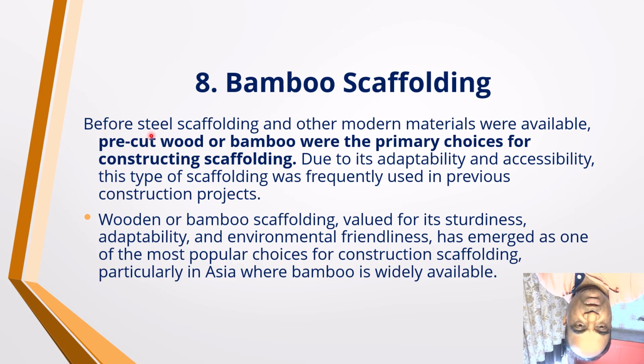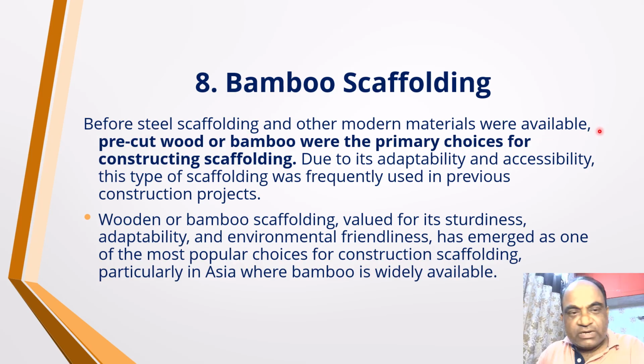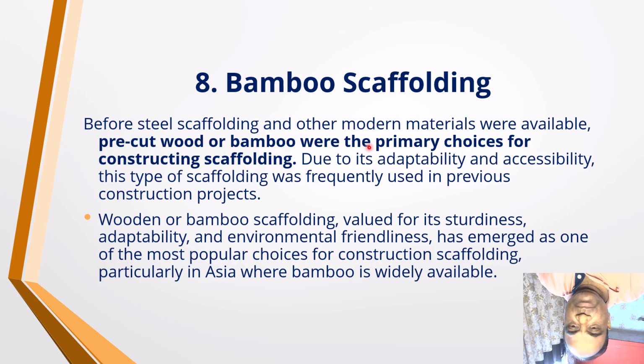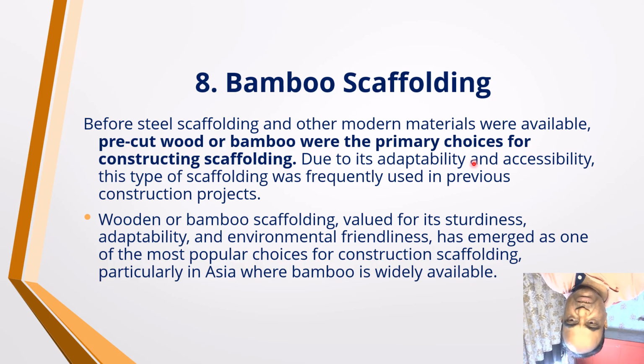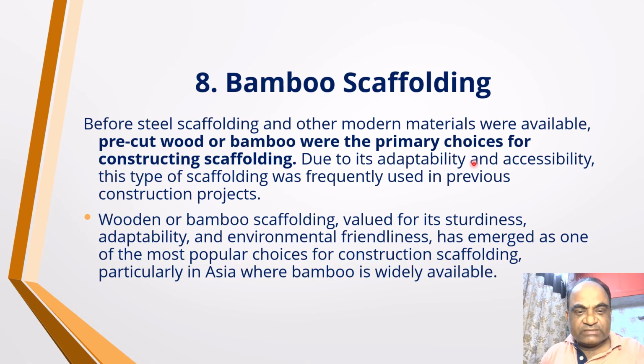Before steel scaffolding and the other modern materials were available, pre-cut wood or the bamboo were being used, were the primary choices for constructing a scaffolding. Due to its adaptability and accessibility, this type of scaffolding was frequently used in the previous construction projects. Wooden or the bamboo scaffolding, valued for its sturdiness, adaptability, and environmental friendliness, has emerged as one of the most popular choices of construction scaffolding, particularly in Asia, where the bamboo is widely available. So this is a preferable choice.